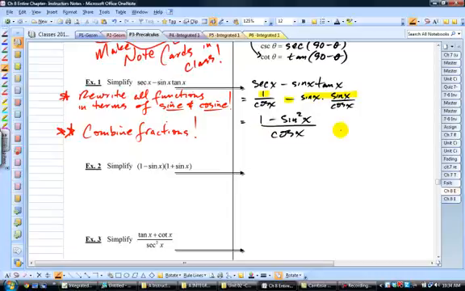And now you're looking at this and you've got to be thinking, hey, I see something in the numerator. Turn to the person next to you and say, look at the numerator. What is that? It's screaming at you. 1 minus sine squared x? What am I equal to?